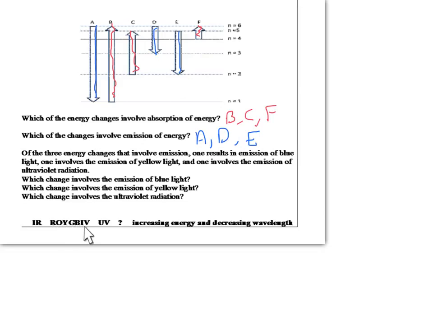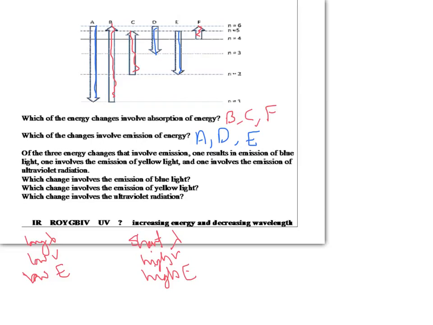So there's your visible spectrum, the ROY G. BIV. There's your UV. There's your IR. So if you remember, this side has the long wavelength, the low frequency, and low energy. The other side has the short wavelength, the high frequency, and the high energy. So you need to know that.